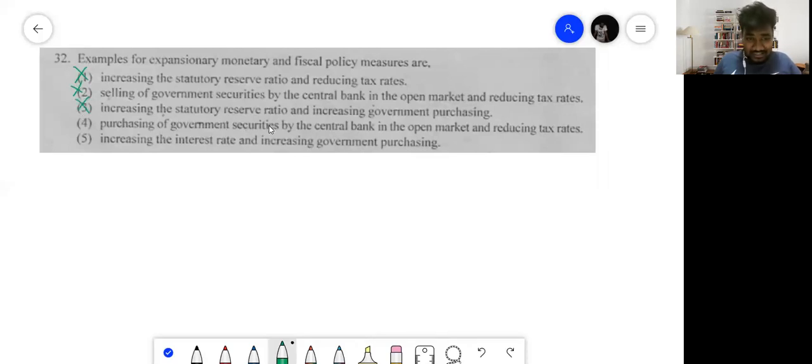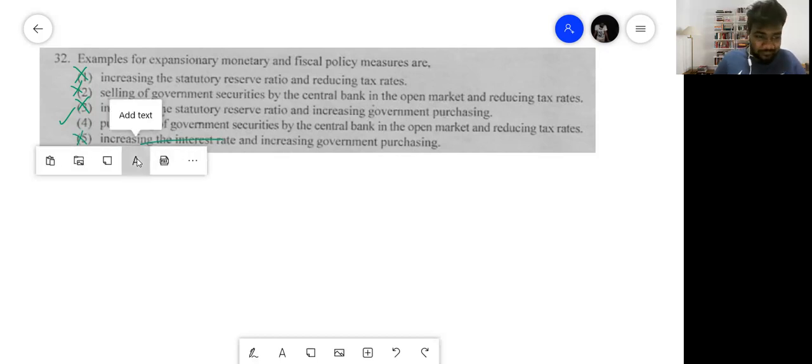Purchase government securities, yes, it's expansionary. And reducing taxes, yes, expansionary. That is 4. Most of them gave me 5: increase interest rate and increase government purchase. If you increase the interest rate, it's a contraction. So you go with answer number 4. Okay, in case you're not sure.